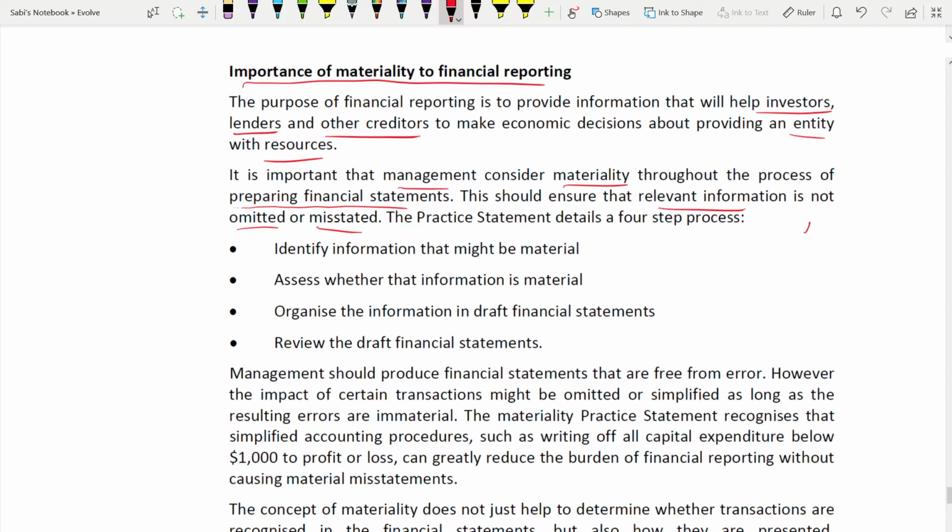The practice statement details a 4-step process. You will get marks for this. You might not have to explain each point in detail. Briefly, if you write those points, you will get marks. What are those 4 steps?